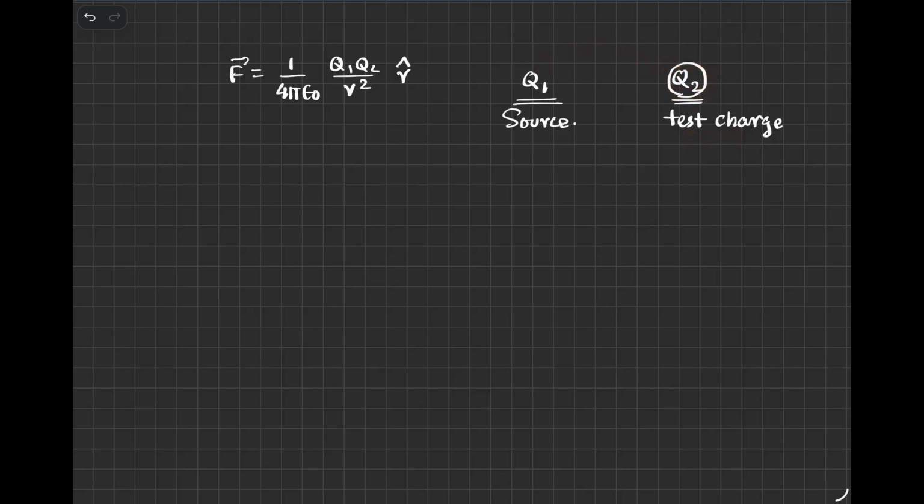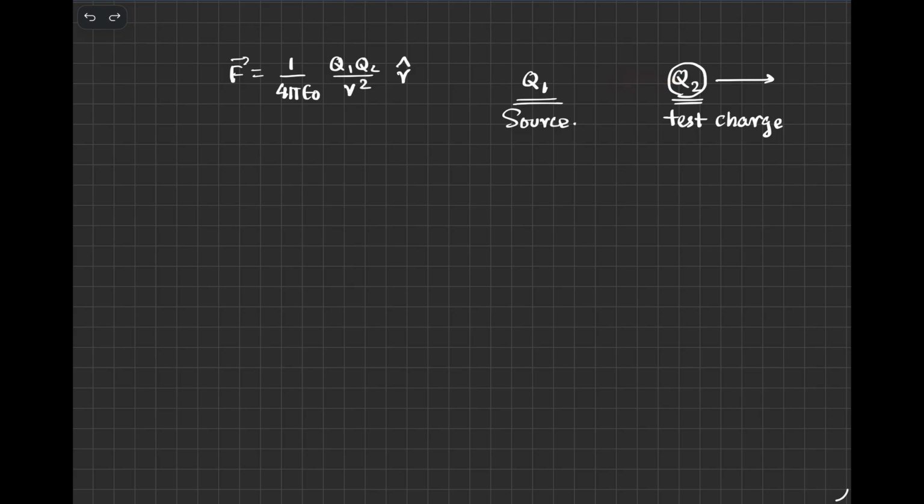In that case, if both are of the same sign, let's say both are positive, the force will be directed away like this. If both have the same nature, both positive charge or both negative charge, then q1 will try to repel q2, right? It will try to push it away. And if they are of opposite nature, then q1 will try to pull it.